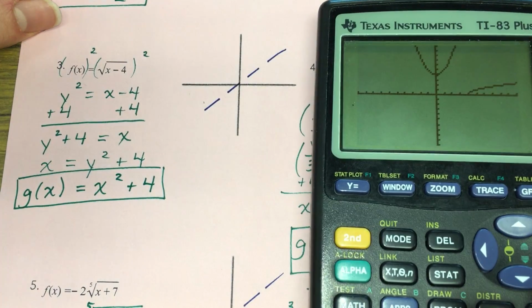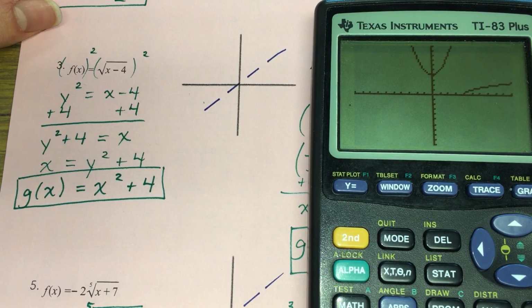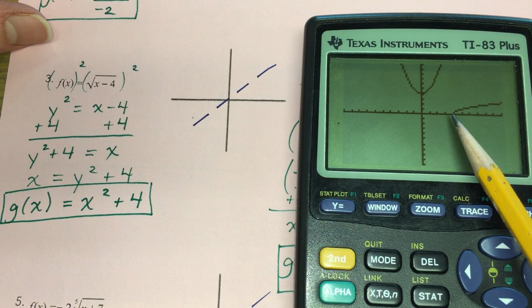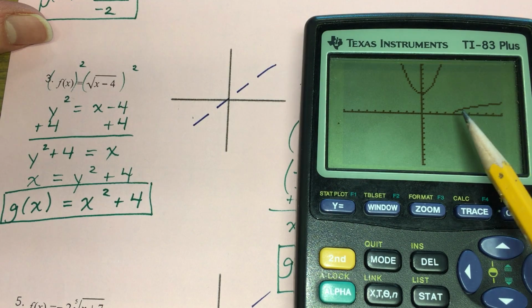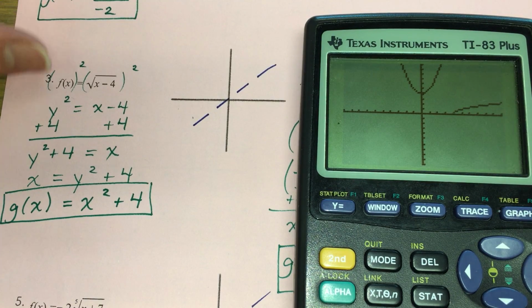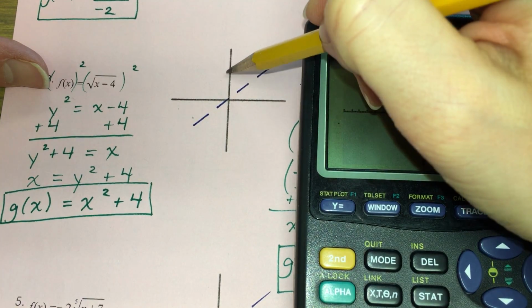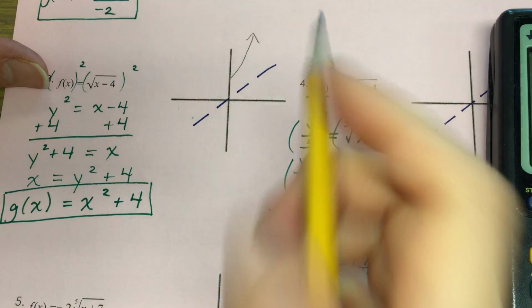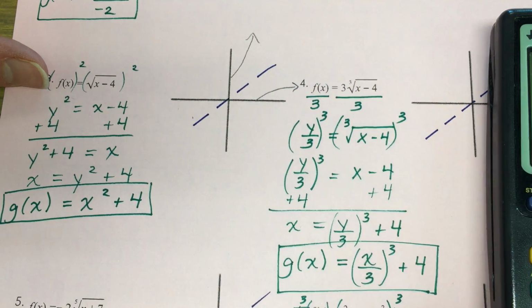Number 3, this one is a little tricky. They don't look like reflections, but that's because the square root function is only defined for positive values. So it's only going to happen here basically in the first quadrant. We're just going to focus on the first quadrant. So we've got part of a parabola up here, and then we've got the reflection. Those are actually easier to draw.